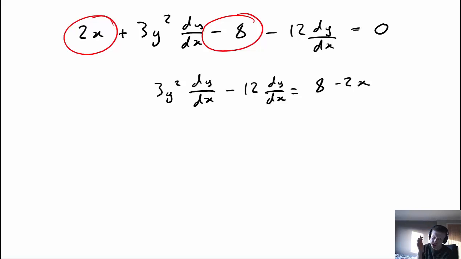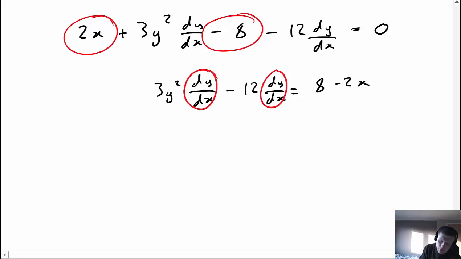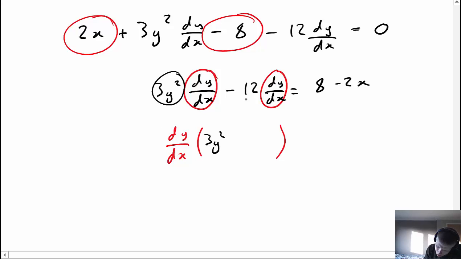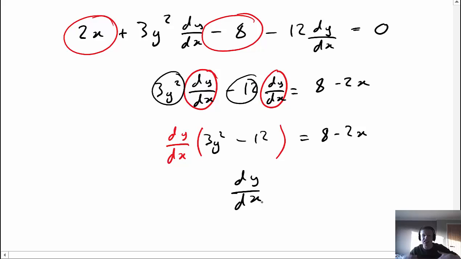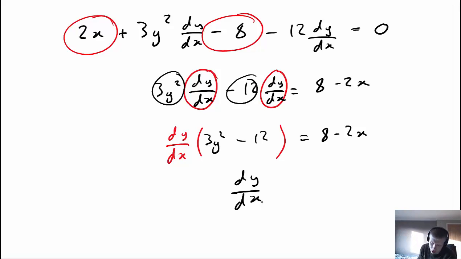Okay, let's have a look at this then. I want dy by dx on its own. Well, can you see I've kind of got a dy by dx there and a dy by dx there. So let's factor out a dy by dx. So I've got dy by dx, okay, and I've factored it out. What am I left with inside the brackets? Well, I've got 3y squared there, and then I've got a minus 12 there, and that's all equal to 8 minus 2x. I just want dy by dx on its own. So I'm literally just treating dy by dx like another variable, just like factoring out a variable and then rearranging it just to get that variable on its own.